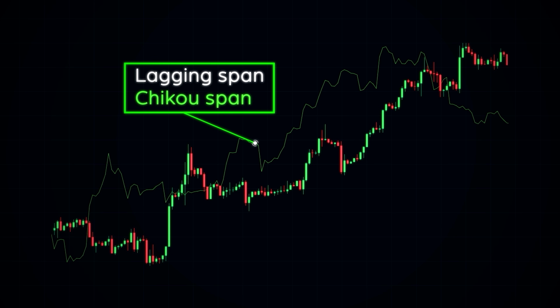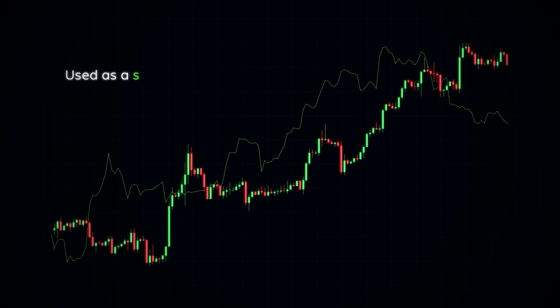Now, there's one more line here that we haven't identified. That's the lagging span. This is known as Chikou span. This is an optional line. I don't personally use it, but many traders do, and there's likely value just understanding what it's doing. Typically, traders will use this as a second confirmation signal.